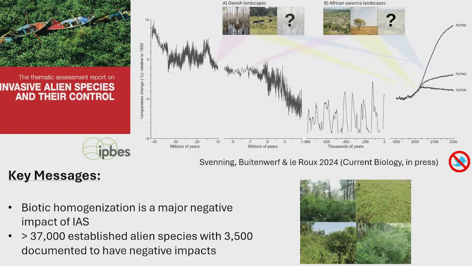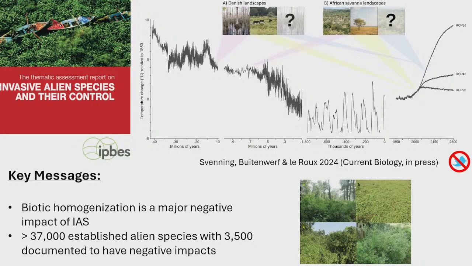One of the other key messages that came from this IPBES report was that biotic homogenization is one of the major negative drivers of this negative impact on native species diversity and functionality of the system. And that's because oftentimes when things are arriving into a new system, especially the very aggressive invaders, they end up just proliferating, and they achieve this single species dominance that you can see in the corner right picture there.